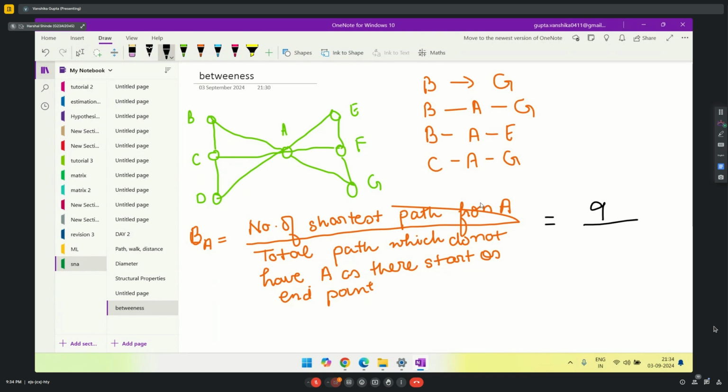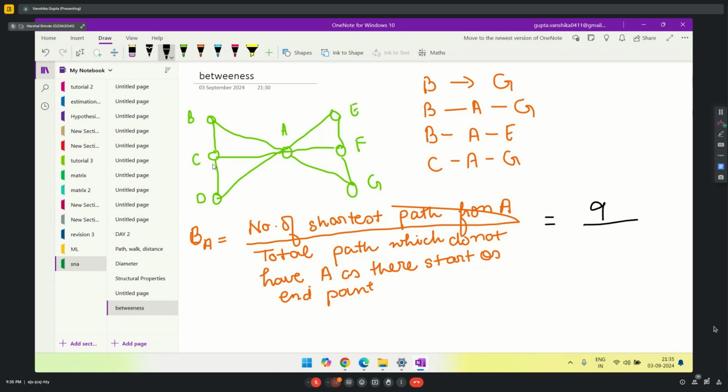Now in the denominator we want total paths which do not have A as their start or end point. So you'll make all possible combinations that you can make here. The only condition is you cannot have your start or end point as A. So what will be the possible combinations? It could be B to C, B to D, B to G, B to F, B to E.